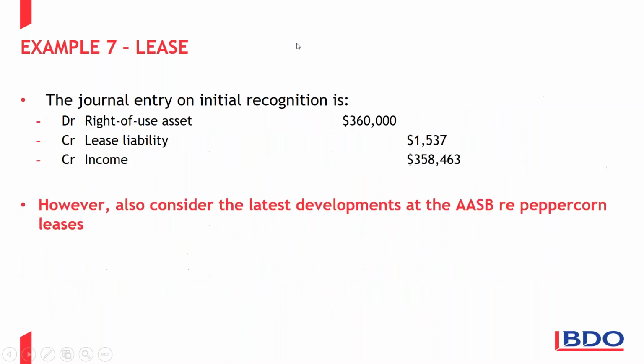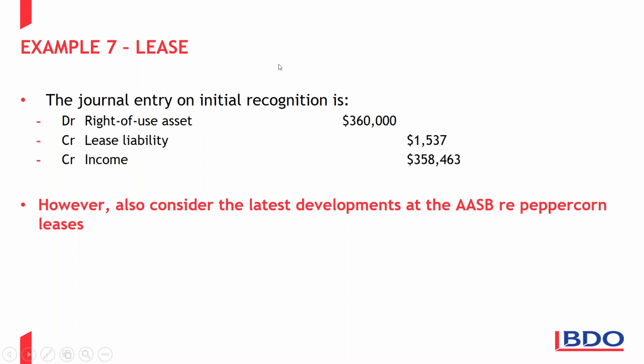So looking at the journal entry in this case, debit right of use asset of 360,000, credit lease liability of 1,537, and credit income being the difference, the income being recognized under AASB 1058. So you can see how 1058 is applying and interacting with AASB 16 at the same time.